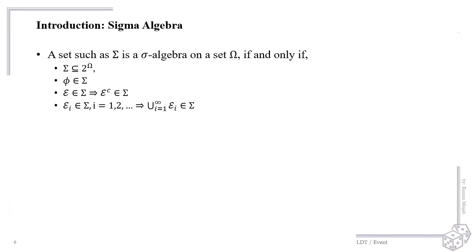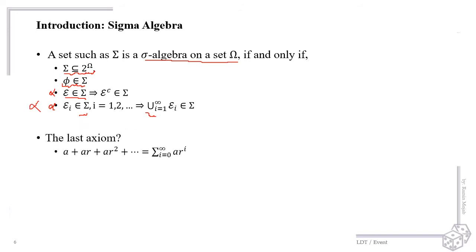A set such as sigma is a Sigma algebra on a set omega if and only if sigma is a subset of the power set of omega. The empty set is in sigma. It's closed under complementation, which means if E is in sigma, then so is its complement. And it's closed under countable unions, which means if E1, E2, E3, and so on are in sigma, so is their union. The last property describes a type of convergence.